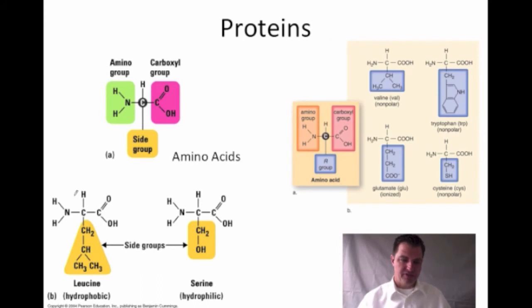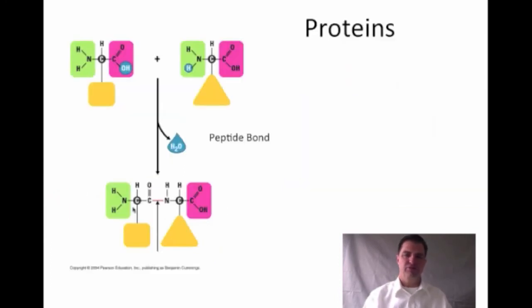This part of the amino acid right here, and this part here, you notice they're the same on both these molecules. So what makes serine different from leucine is this side group. So that differs, but this part stays the same. So what happens in proteins is they will be hooked together once again.